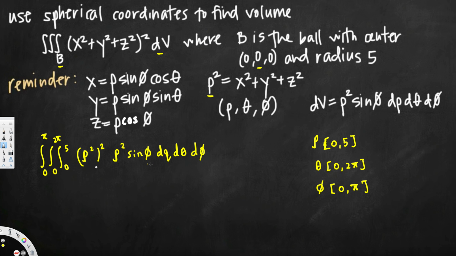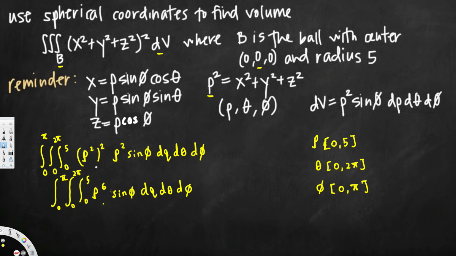Okay, now first we are going to integrate with respect to rho. Before we do that, we can simplify this. Rho squared times rho squared, squared, that's going to be rho to the power 4. Rho to the power 4 times rho squared, that's going to turn into rho to the power 6 sine phi d rho d theta d phi. Here we are going to have 0 to 5, 0 to 2 pi, and then 0 to pi.